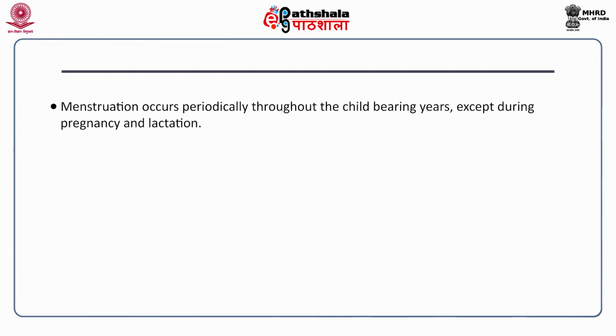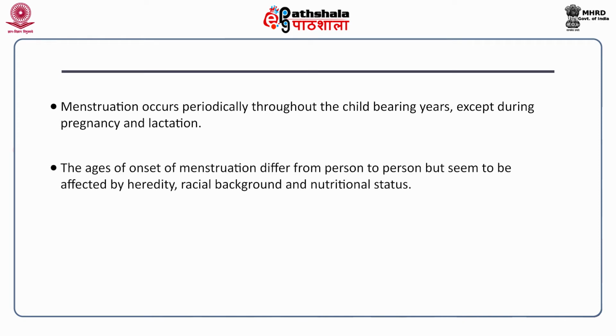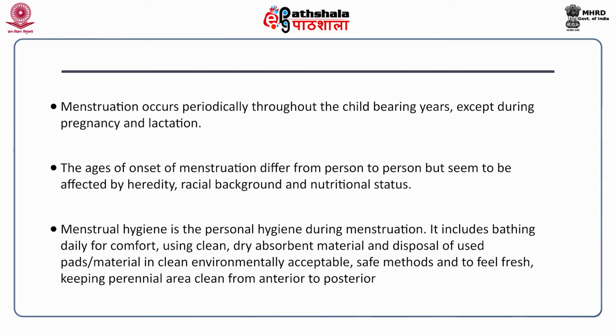Menstruation occurs periodically throughout the childbearing years, except during pregnancy and lactation. The age of onset of menstruation differs from person to person but seems to be affected by heredity, racial background, and nutritional status. Menstrual hygiene is the personal hygiene during menstruation. It includes bathing daily for comfort, using clean, dry, absorbent material, and disposal of used pads and material in clean, environmentally acceptable, safe methods, and to feel fresh. Keep perineal area clean from anterior to posterior.